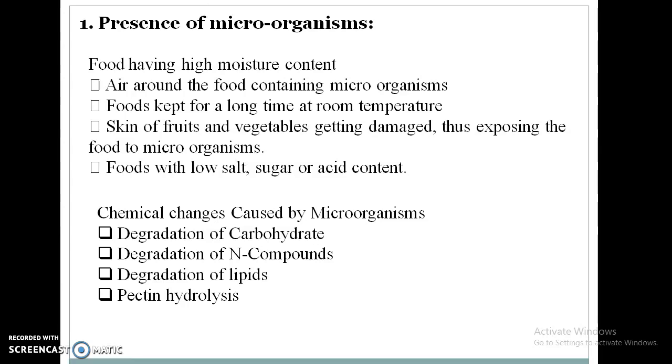Okay, so when microorganisms spoil the food, what happens in that case? At that time, the microorganisms use this food as their nutrient source. If it is carbohydrate, they degrade the carbohydrate. Second, if the biochemical nature of the food is protein, at that time they degrade the nitrogenous compounds to fulfill their nutrient requirement.